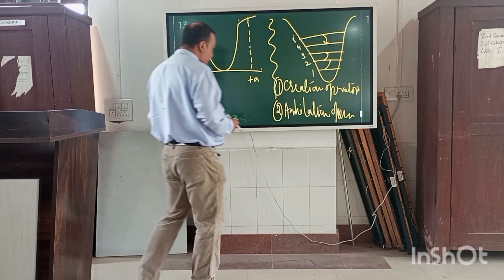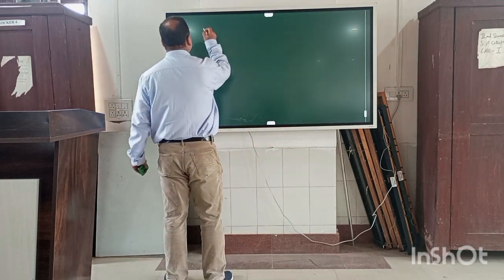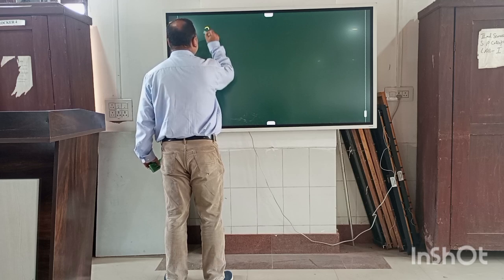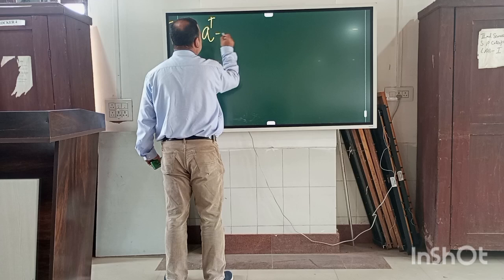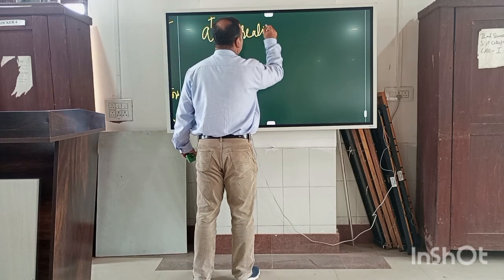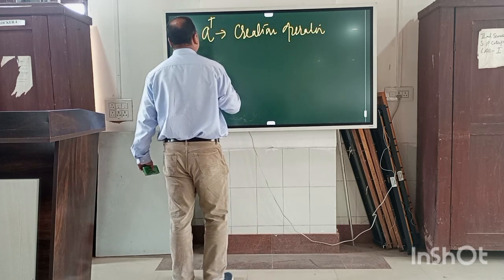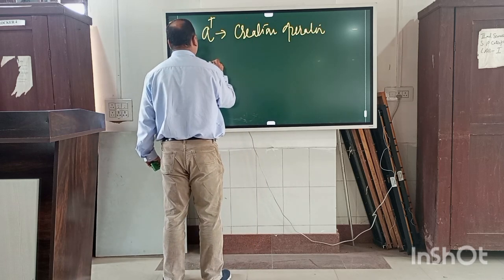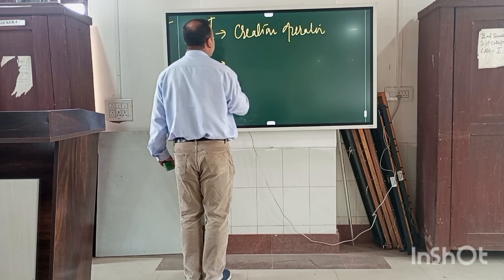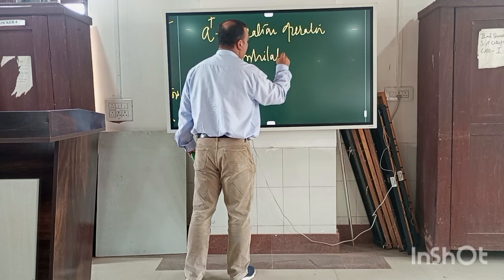So if I have to write down a creation operator, a creation operator can be symbolized as a dagger. This is our creation operator. And we can think of another operator which is known as annihilation operator, that is A. So A is our annihilation operator.